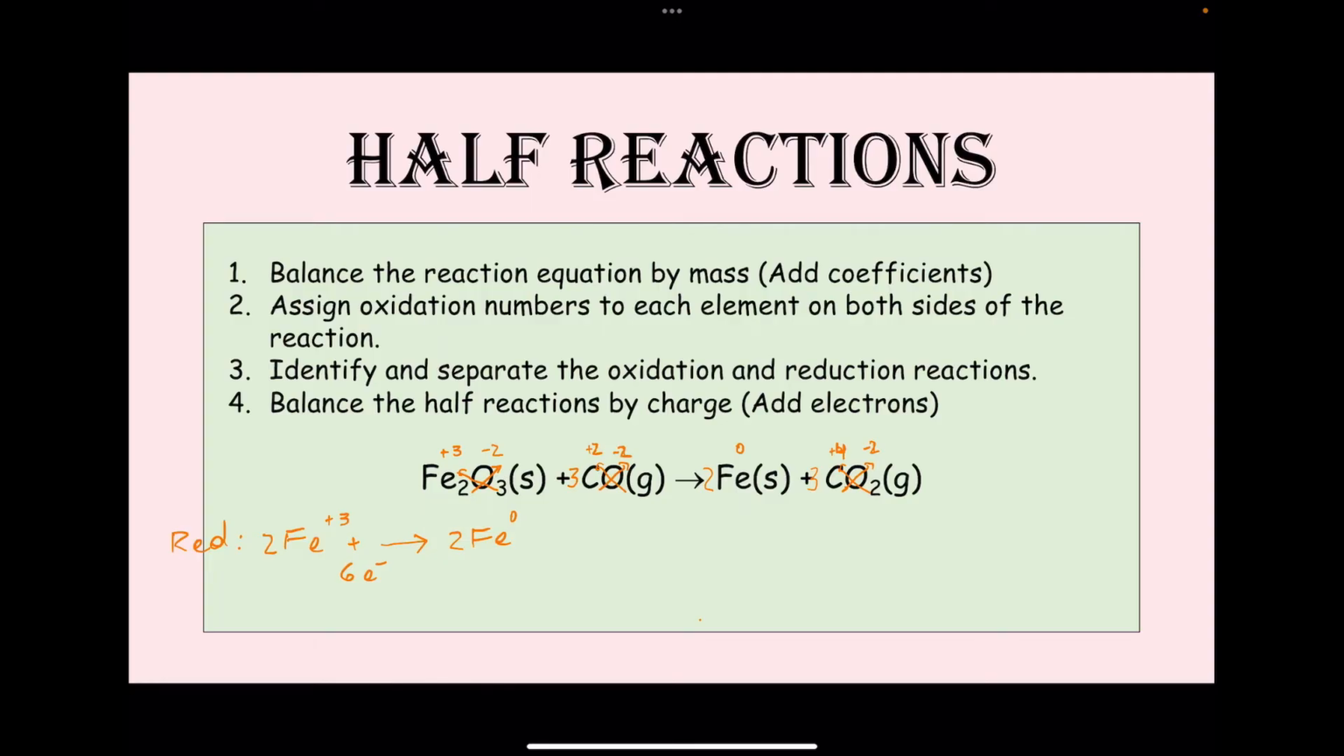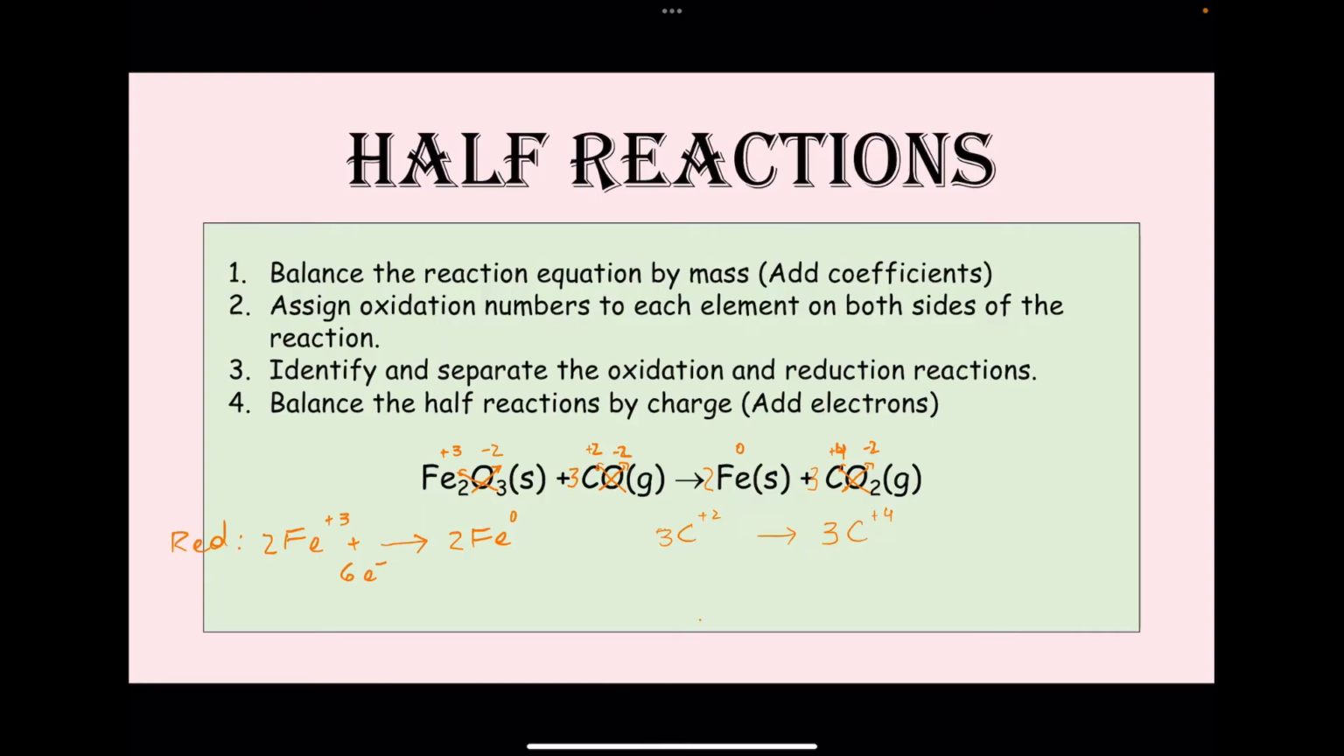So let's see what else is changing. Oxygen is staying the same because it's -2 everywhere, so nothing's happening to oxygen. But we notice that carbon is going from +2 to +4. So here we have 3 carbons on the reactant side with a charge of +2, and they are becoming 3 carbons on the product side with a charge of +4. So the oxidation number of carbon is increasing. It's going from +2 to +4.